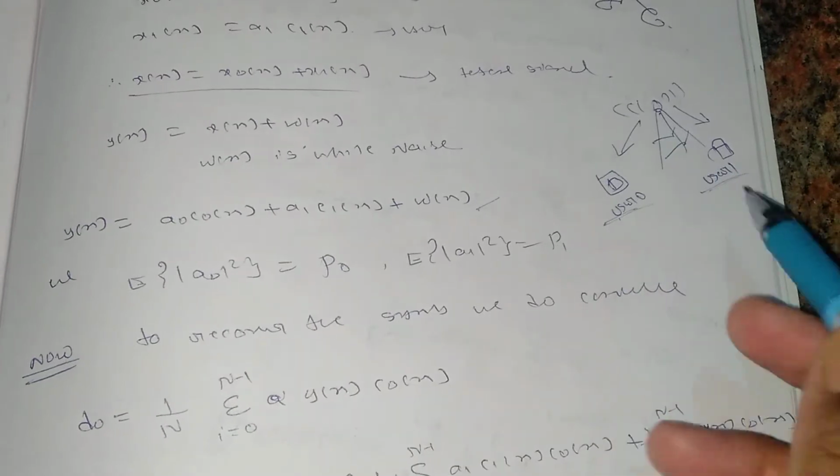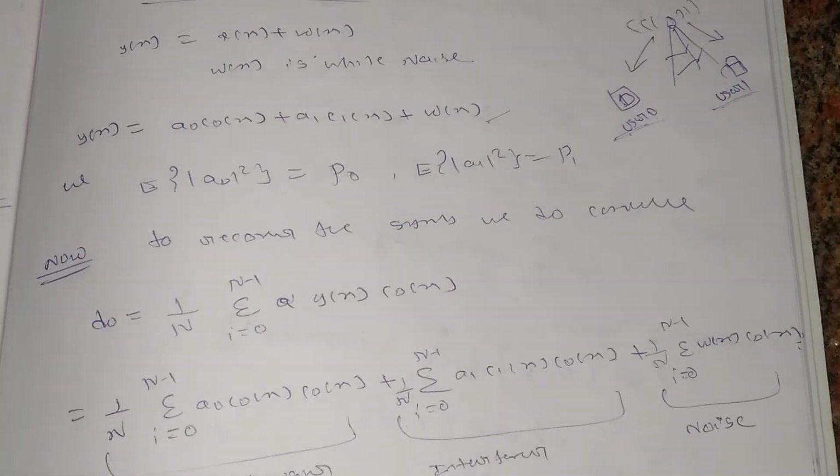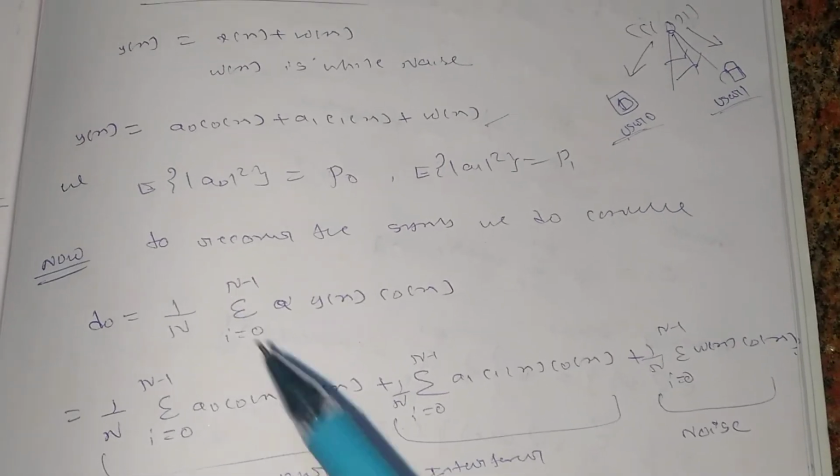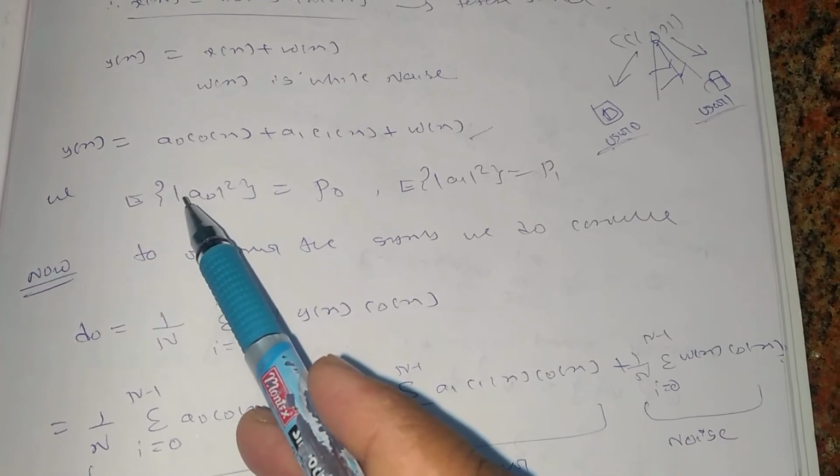The same signal will be reaching those two guys. Now I will try to find out the power for this signal. If I write it in terms of square, then it will obviously be power, that is rate of change of energy.